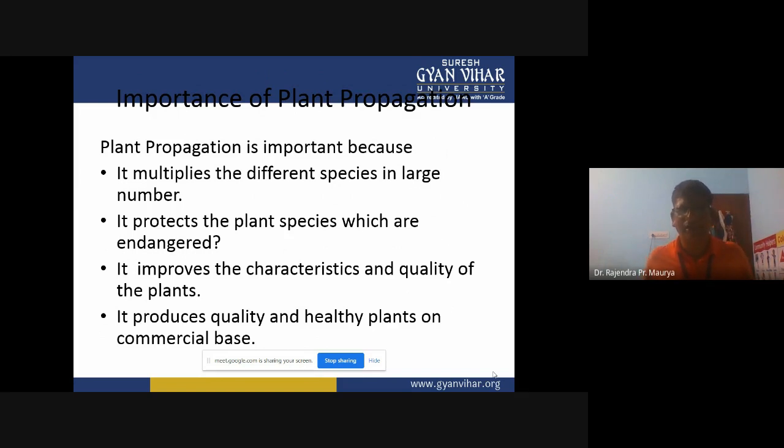Then it protects plant species which are endangered. We can see some endangered plant species that are listed in the Red Book. We can multiply and we can protect those species. So this is also very important to save or protect these endangered plant species from damage. And then the next one is that it improves the characteristics and quality of plants.